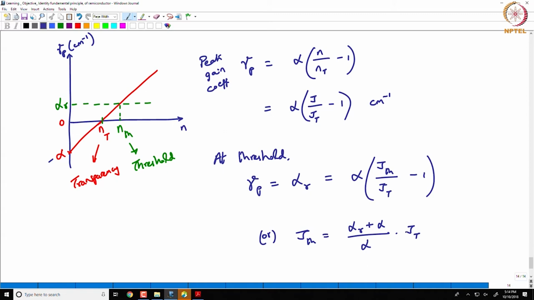Okay. Any questions about this? So, we are generally saying the threshold current density will be greater than the transparency current density. But you understand this picture? Any issues with that? Gain as a function of electron density. Okay. Let's move on. Yes.